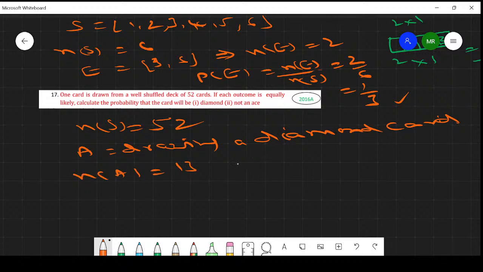So what is the probability now? That implies P of A is 13 by the total number of cards, which is 52. So the answer is 1 by 4. That's all.